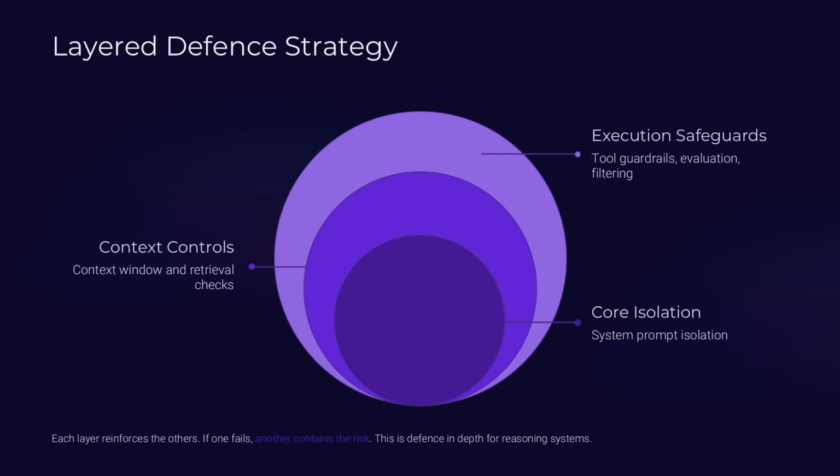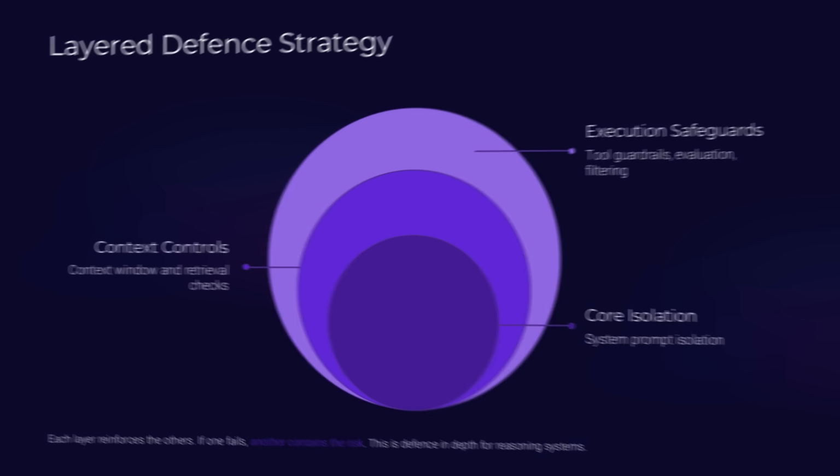Prompt injection and jailbreaking defense requires layered architecture. System prompt isolation protects core instructions. Context window controls limit reasoning exposure. Retrieval validation ensures trusted knowledge input. Tool execution guardrails protect operational integrity. Evaluation frameworks test resilience. Filtering tools monitor and sanitize interactions. Each layer reinforces the others. If one mechanism fails, another may contain the risk. This is defense in depth applied to reasoning systems.